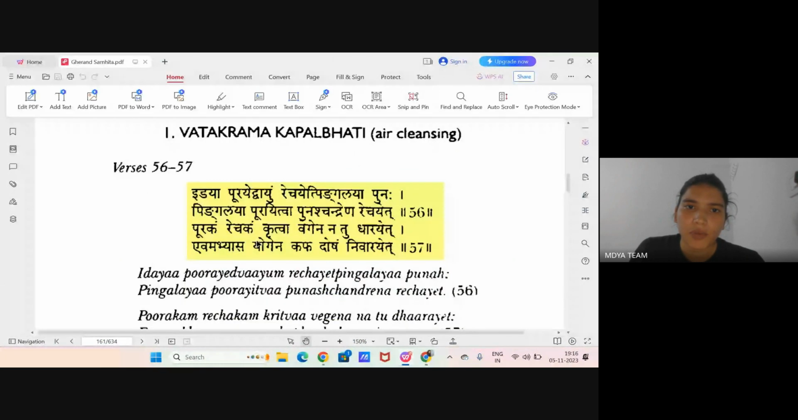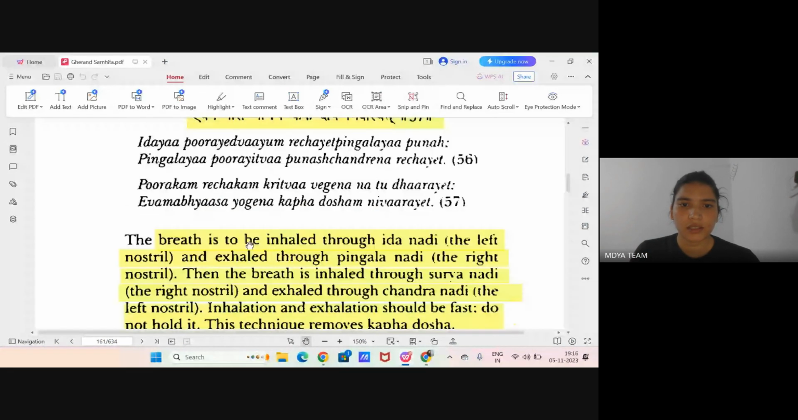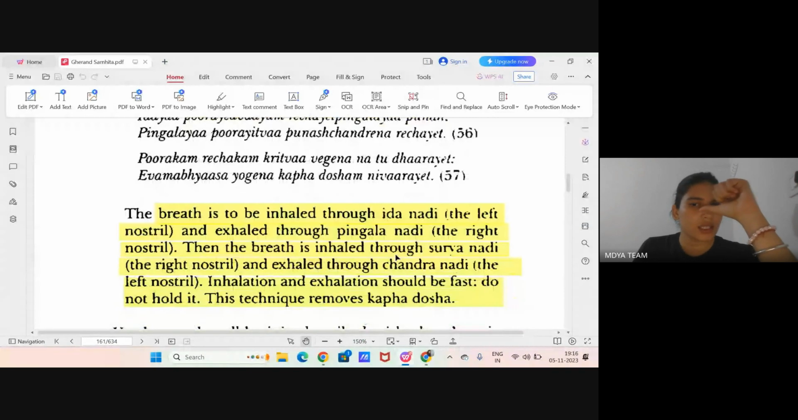In Vatkarma of Kapalabhati here, it is different from what we normally perform. We are performing now, take a deep inhale and then forcefully we are doing active exhalation. But here the technique is a little bit different. Here, the breath is to be inhaled through the left nostril, exhaled through the right nostril, then the breath is inhaled through the right nostril and exhaled through the left nostril.